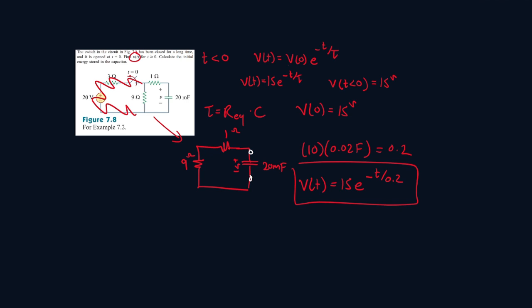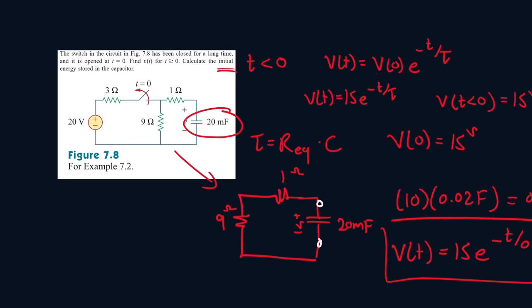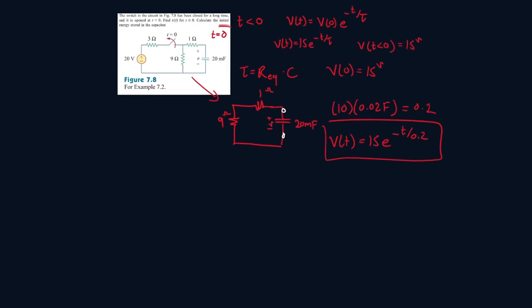Now it asks us to find the energy stored in the capacitor, the initial energy stored. The word initial means when t is equal to 0. So V at 0 is equal to 15. The energy stored in a capacitor is equal to 1 over 2 times the capacitor value times voltage squared. Capacitor 0.02, the voltage at t equals 0 is 15 squared, and that's 2.25 joules. And that's it.